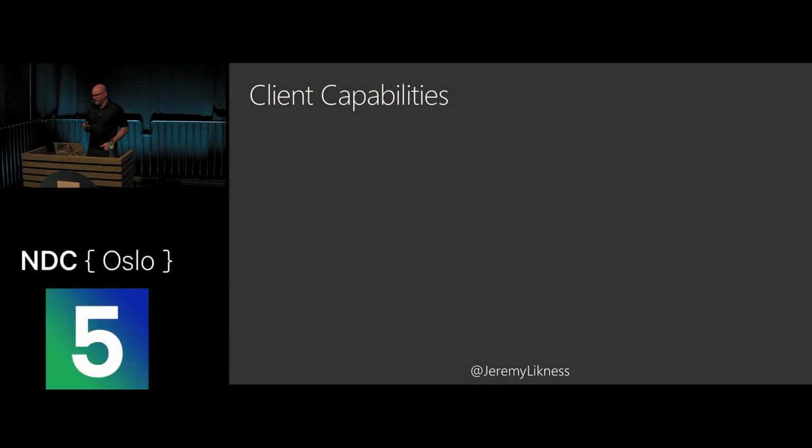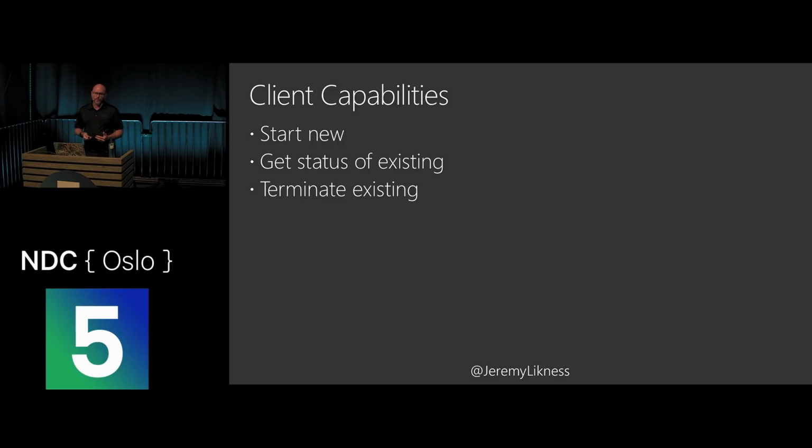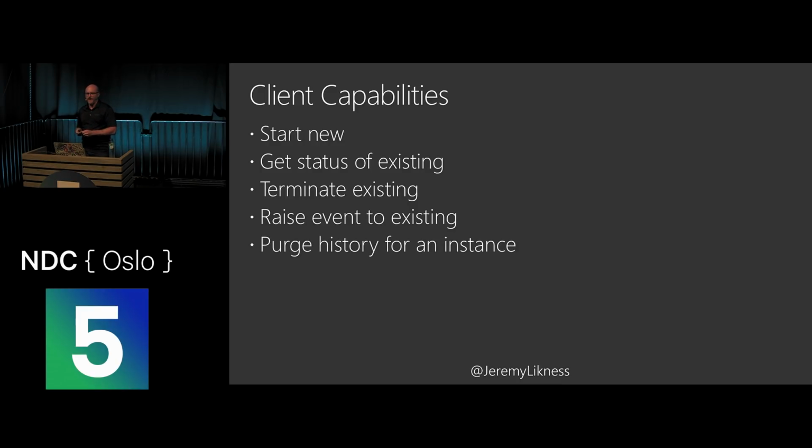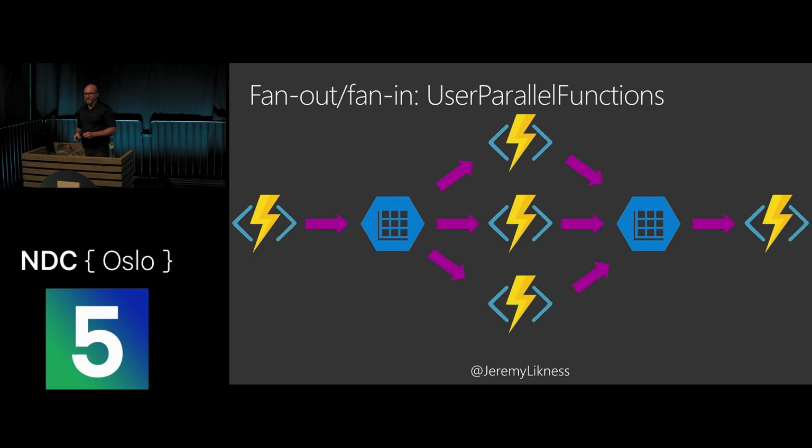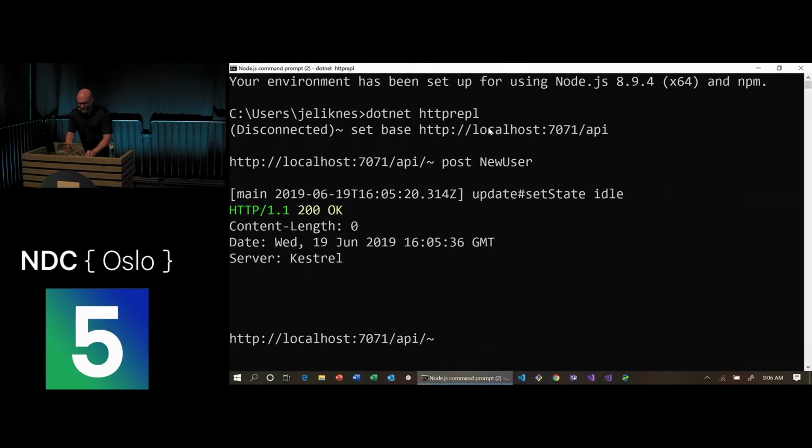First, the orchestration client. This is able to start a new orchestration. It's able to get the status of a running orchestration. It's able to terminate a running orchestration, so if you have a management console. It's able to raise an event, so inform an orchestration that something happened, and it can also purge the history for an instance, so you can do cleanup routines. So the first thing this create user thing did was these parallel functions to create the universe. So I want to show you what that looks like in code.